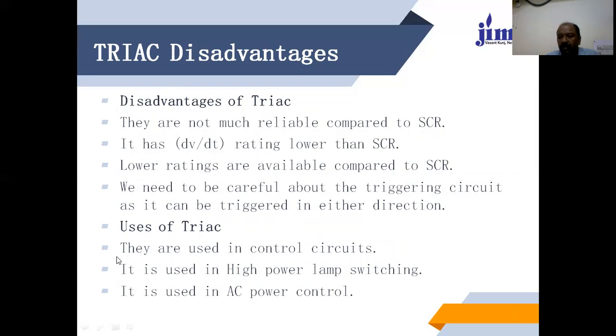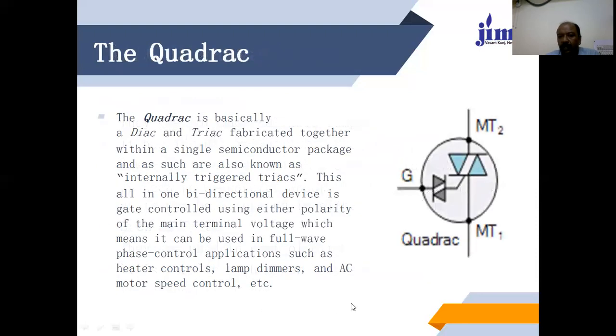Now the usage: they are used in control circuits. It is used in high power lamp switching devices. It can be used as an AC power control. And the combination of the diac and triac is called the quadrac. This will be the symbol of the quadrac. Over here are MT2, MT1 and the gate pulse. On this side there is a diac, and this device will work as a triac. So a combination of diac and triac is called a quadrac.